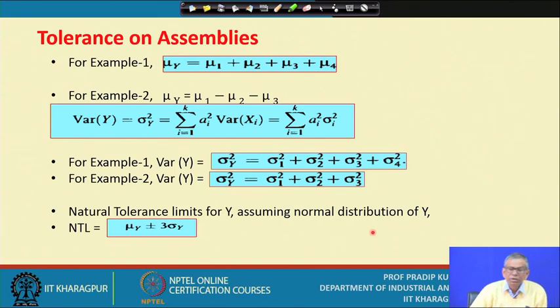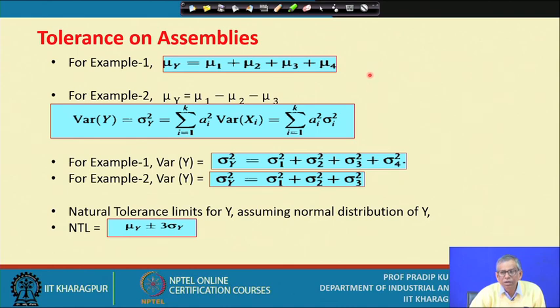So for example, you refer to example 1, where we considered 4 components, and the 4 components are joined, and you get one assembly. If you refer to example 1, obviously mu y is equal to mu 1 plus mu 2 plus mu 3 plus mu 4. Is it okay? That means what is that equation?